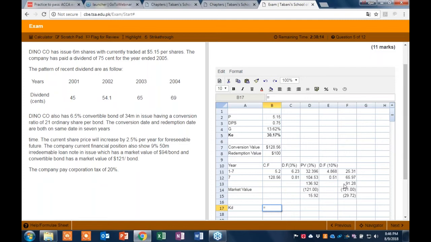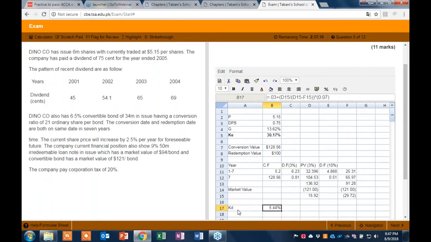The lower rate, which is 3%, 0.03, plus the positive NPV, which is 15.92, divided by the positive NPV minus the negative NPV, into the difference between the two rates, which is 0.07. The cost of debt of the redeemable convertible is 5.44.